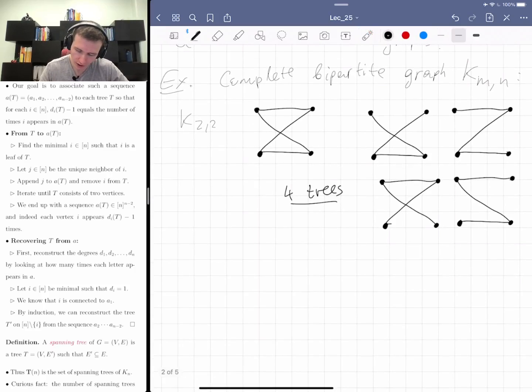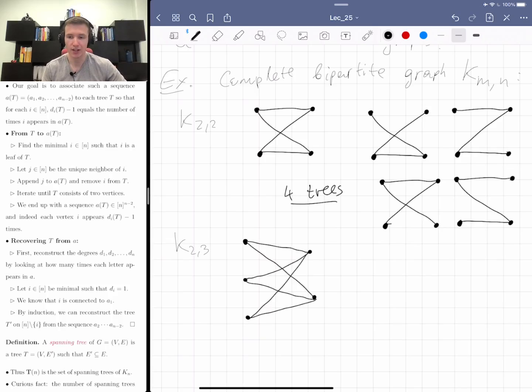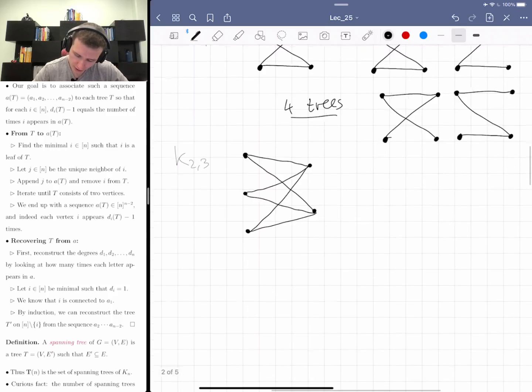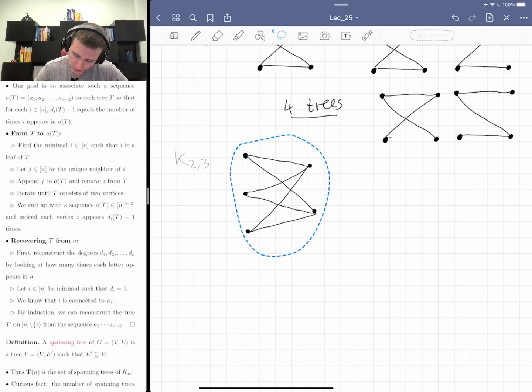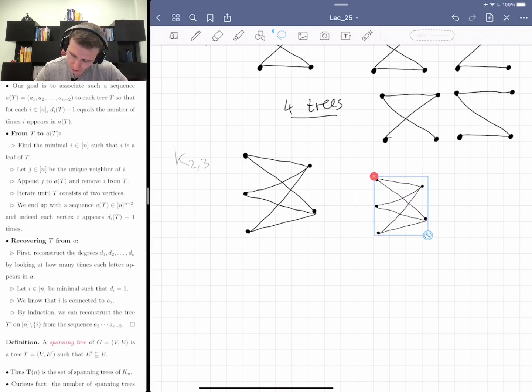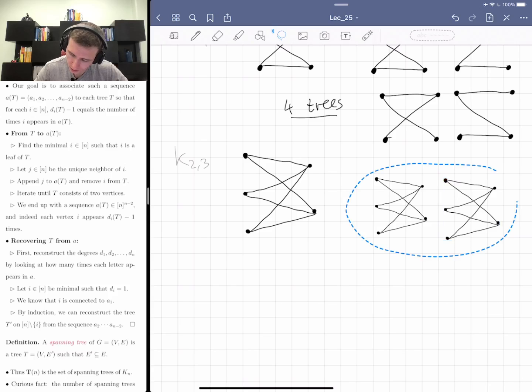And maybe I should try some other example, maybe K23. Something not too big. Okay, this time I'm going to be careful. So yeah, this has a lot of cycles. And let's see if I can draw all the possible trees. I'm not even sure how to do this quickly.